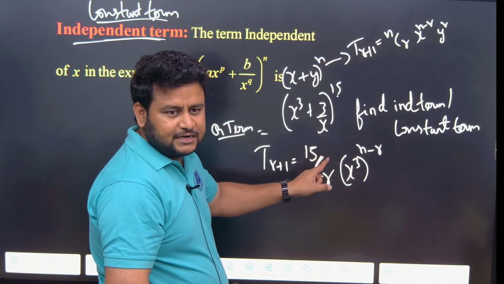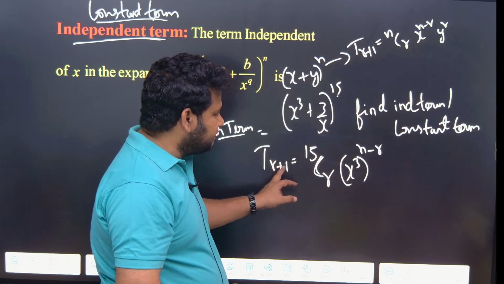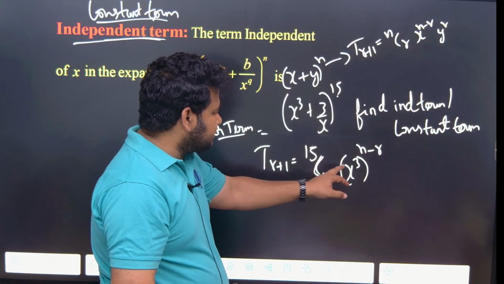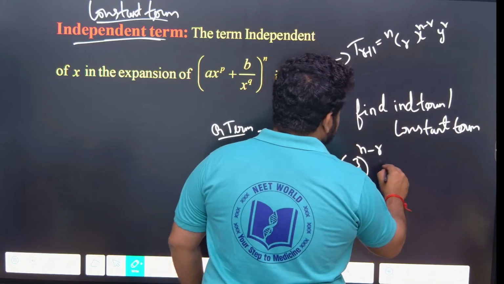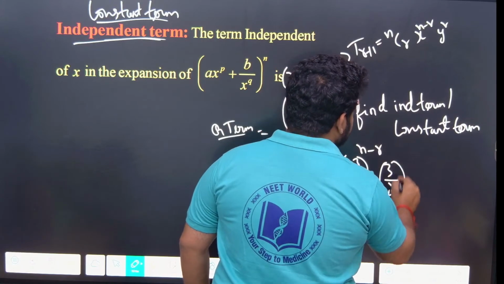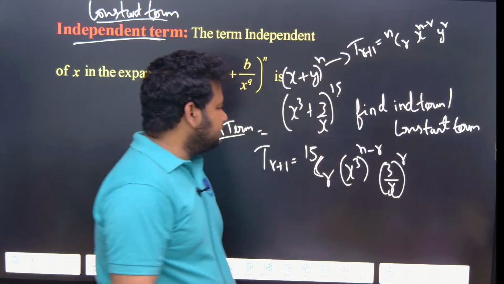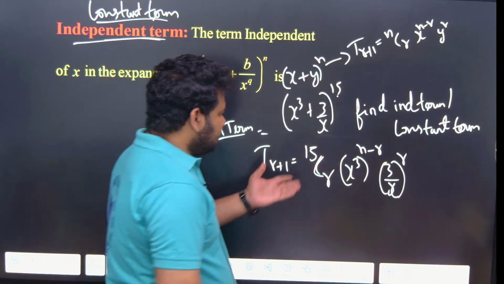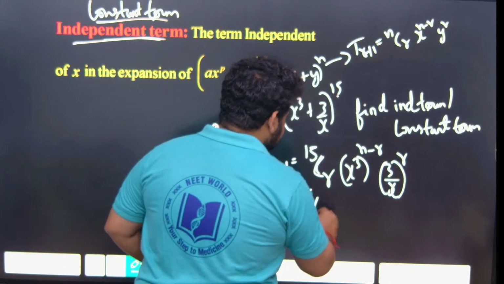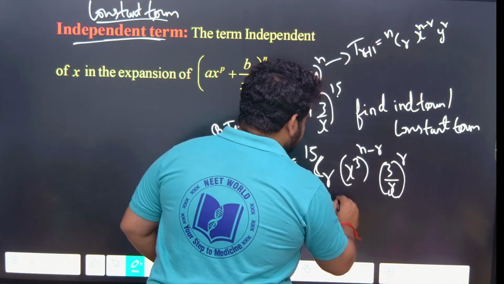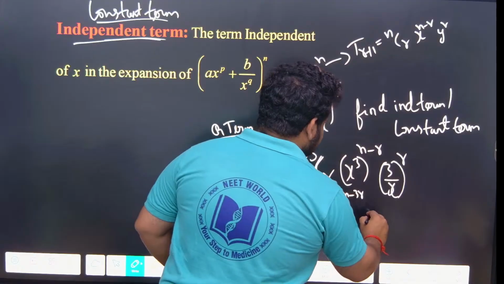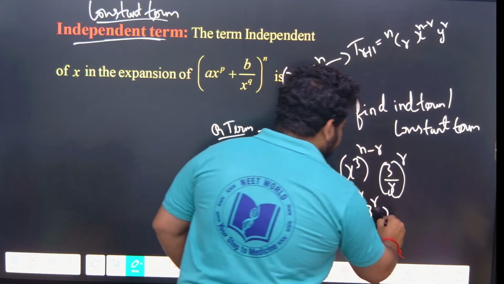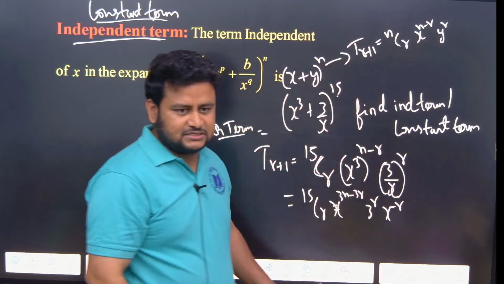Because we want the independent term, write the general term like this: 15Cr into x cube to the power of n minus r, into y, where y is 3 by x, to the power of r. Now, if I simplify this, 15Cr, x to the power of 3n minus 3r, times 3 to the power r, x power minus r.